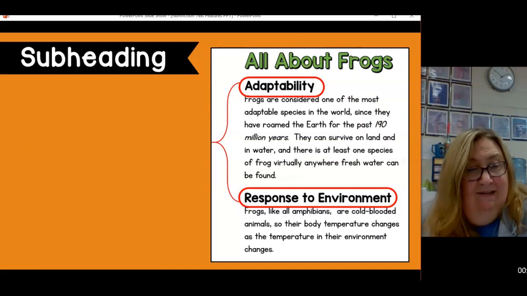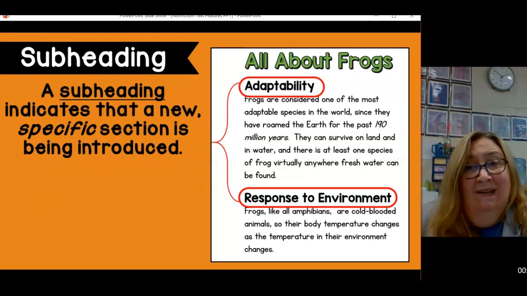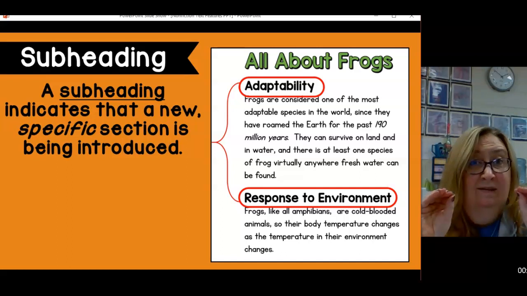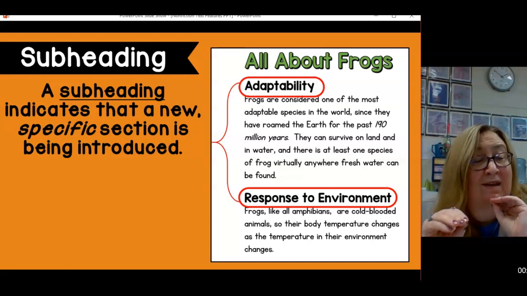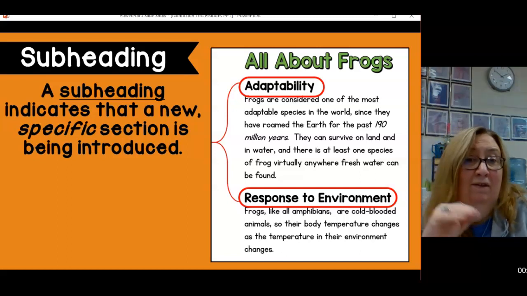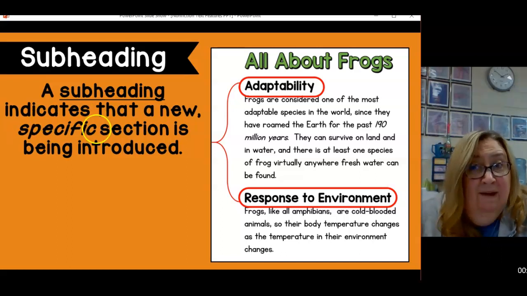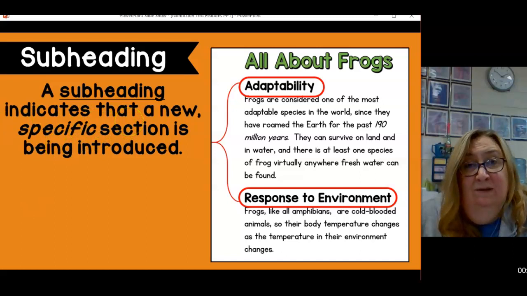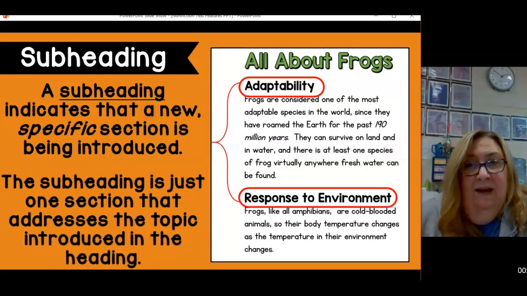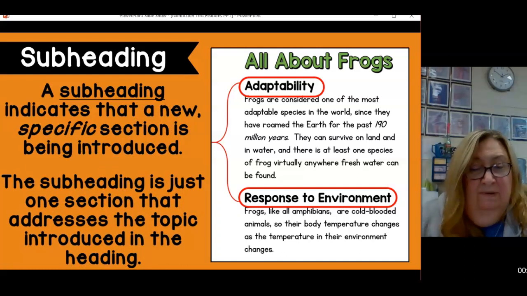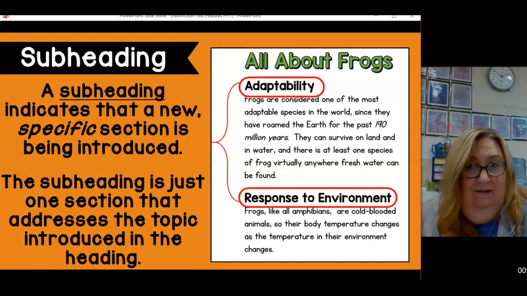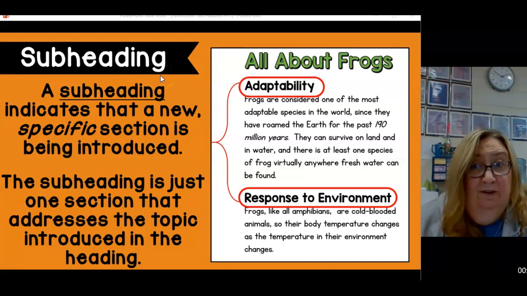Now let's talk about the subheadings that we see on this page. A subheading indicates that a new specific section is being introduced. So our broad topic is all about frogs. Now we're going to talk about the adaptability of frogs. And then we're going to talk about a frog's response to its environment. So a subheading indicates that a new specific section is being introduced. Pause and go fill in the blanks on your page. A subheading is just one section that addresses the topic introduced in the heading. So fill in that blank on your page.